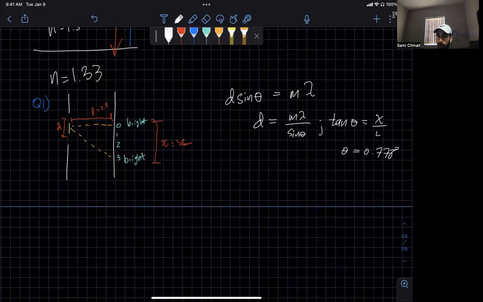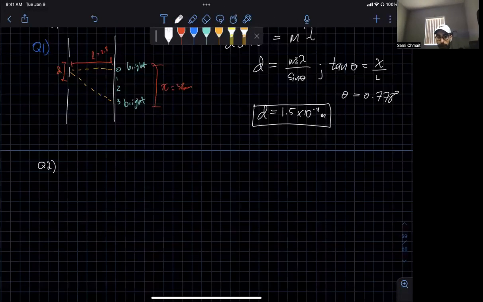Okay, now you're able to plug that in. You know we're dealing with third order. We know the wavelength, and that we're in air. So all you have to do is plug everything in. You solve for D, and D is equal to 1.5 times 10 to the minus 4 meters. See if there's any questions.